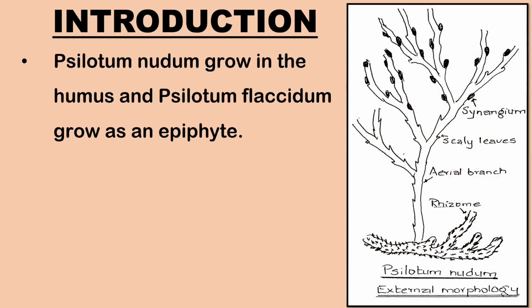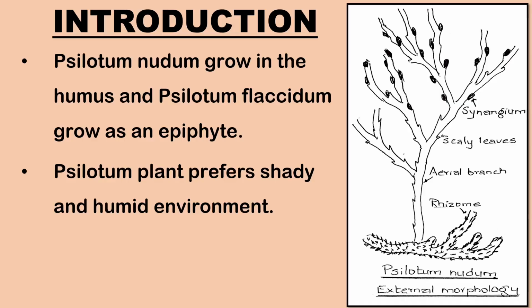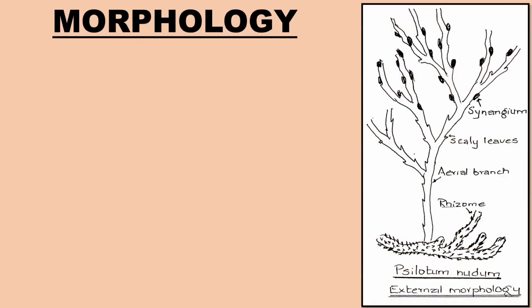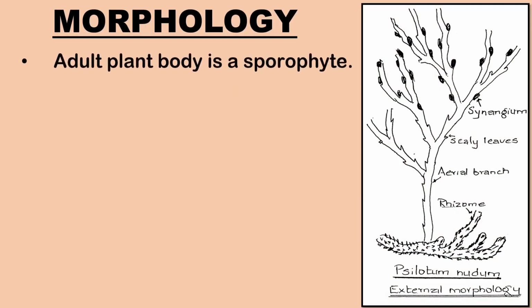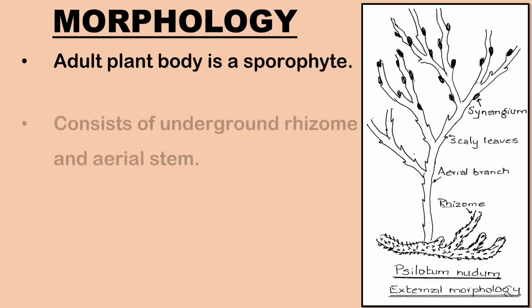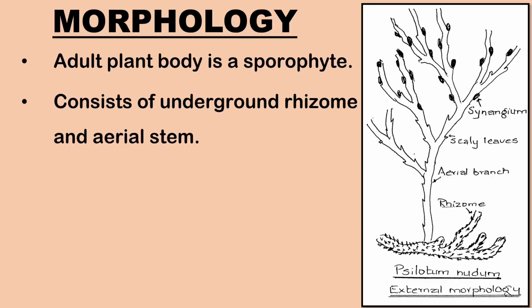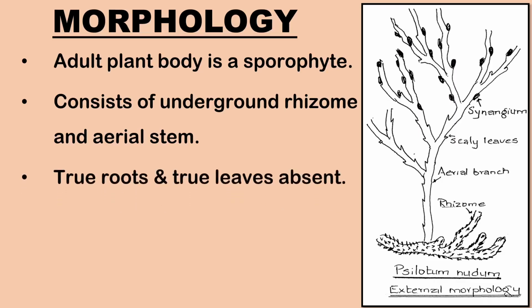It can grow in the humus, example Psilotum nudum, or as an epiphyte on trees, example Psilotum flaccidum. The plant prefers shady and humid environments. Next, let us understand the morphology of Psilotum. The adult plant body of Psilotum is a sporophyte. It consists of two parts, the underground rhizome and the aerial stem. True roots and true leaves are absent.